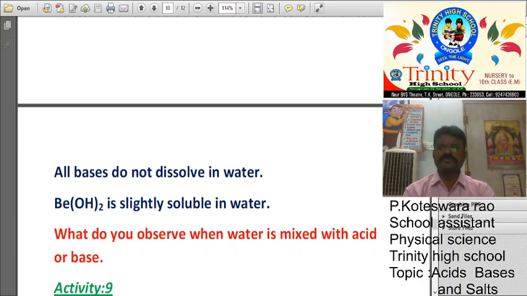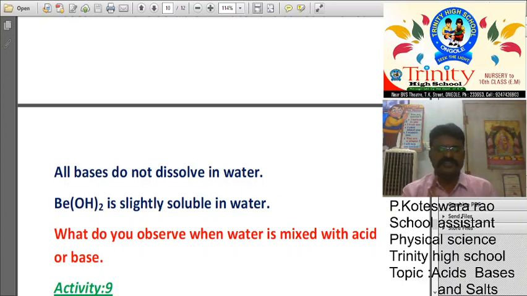It is also one most important question. Which base is slightly dissolved in water? Be(OH)2. Be(OH)2 means beryllium hydroxide. Okay. Do you understand here?